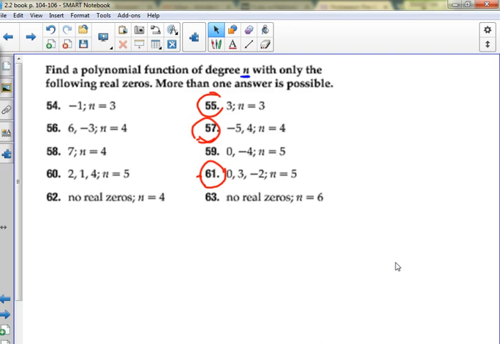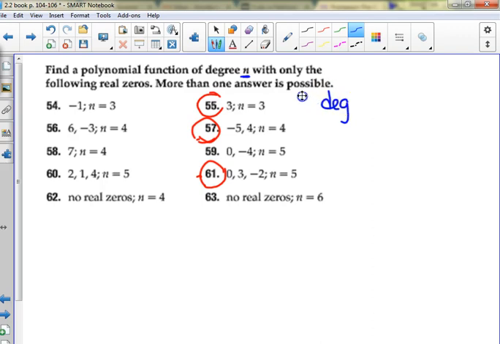Number 55, the directions say find a polynomial function of degree n with only the following real zeros. More than one answer is possible. So it says the degree is n, which for number 55 is what? Okay. And then it says there is a 0. The only real 0 is also at 3, just to make it confusing. Both numbers are 3. How can we write this as a factor?